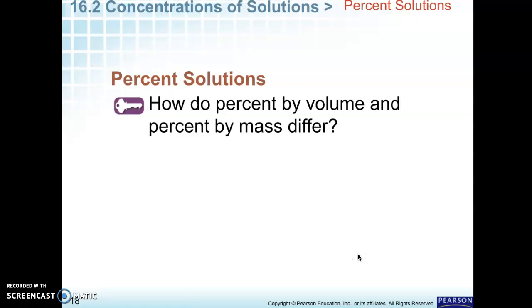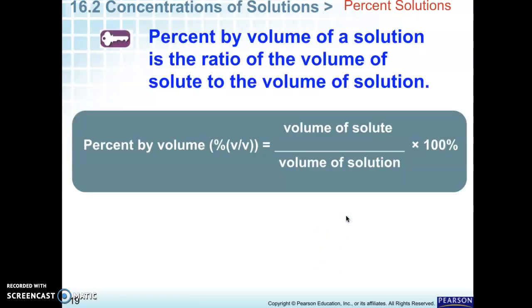So how do percent solutions differ? When I'm looking at a percentage, we know percentage is part divided by total times 100. Like if you're knowing the girls in the classroom, divide by the total number of people in the classroom times 100, you have your percentage of girls in the classroom. It's not that much different for percent solutions.